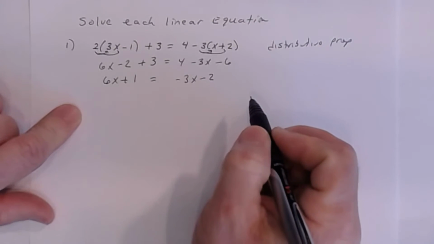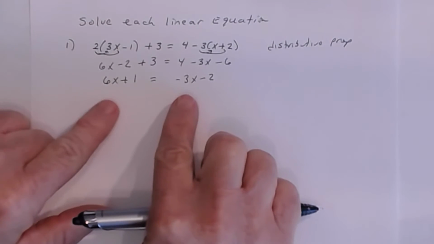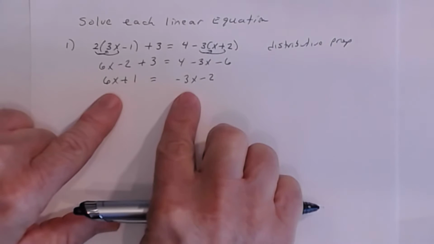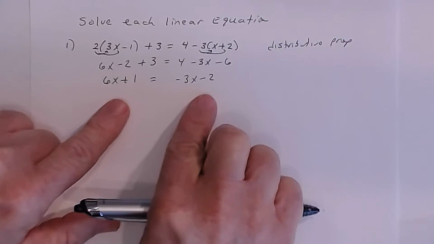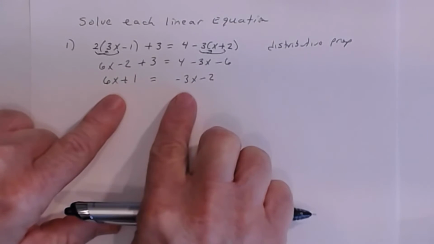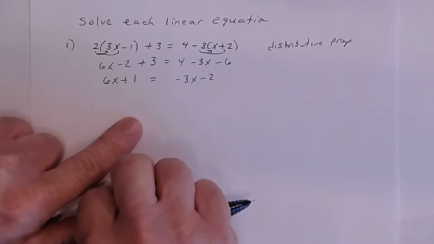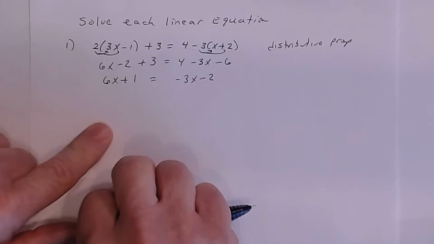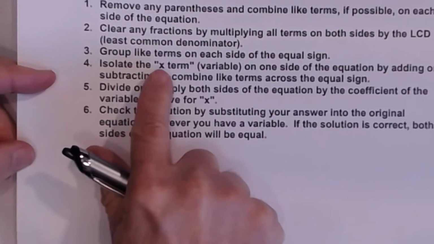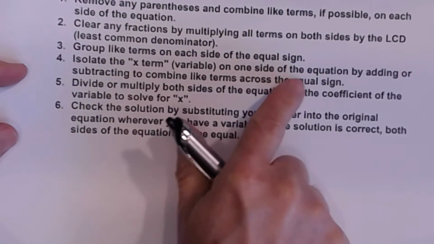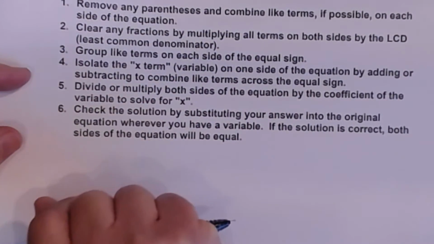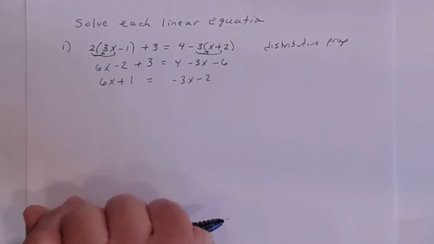All right, now, next thing you want to do, since this is a linear equation, notice you have variables on both sides and you have constants on both sides. So you want to bring all the variable terms on one side and all the constant terms on the other side. And so that's what this step 4 is. So you want to isolate the x term on one side of the equation by adding or subtracting to combine like terms across the equal sign.